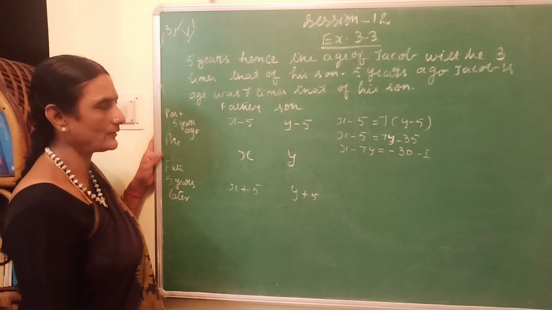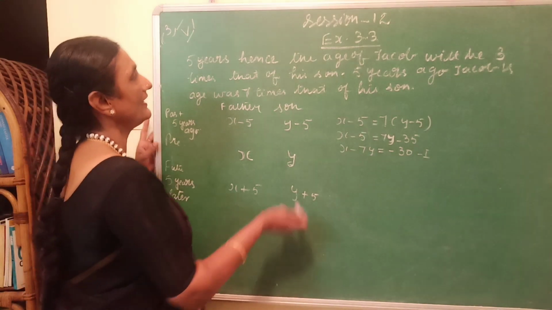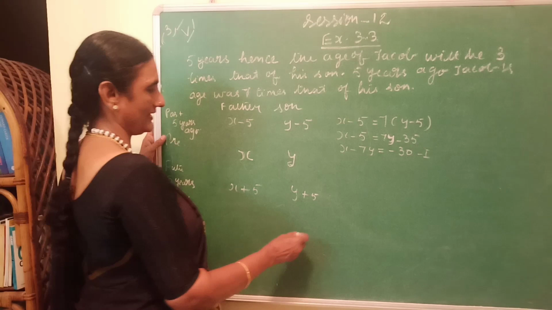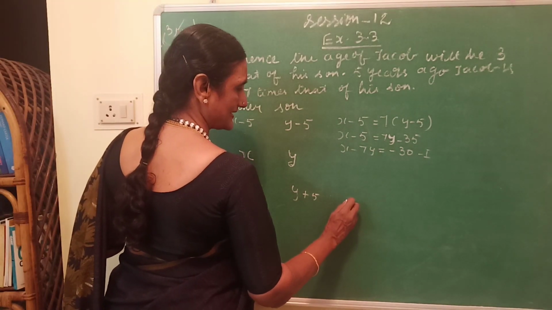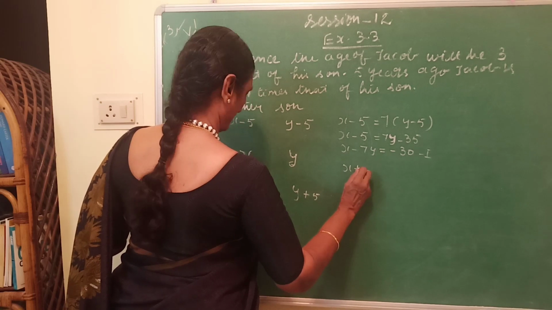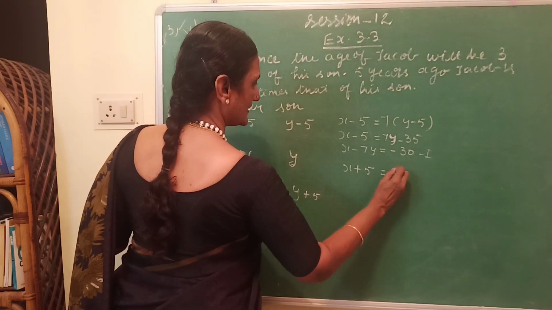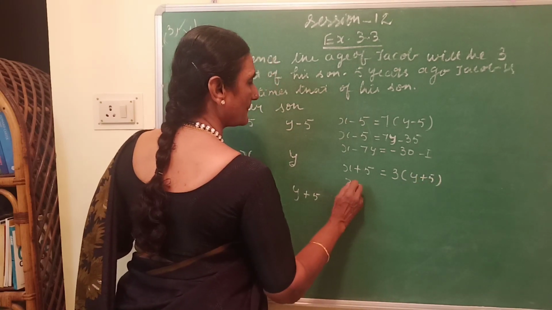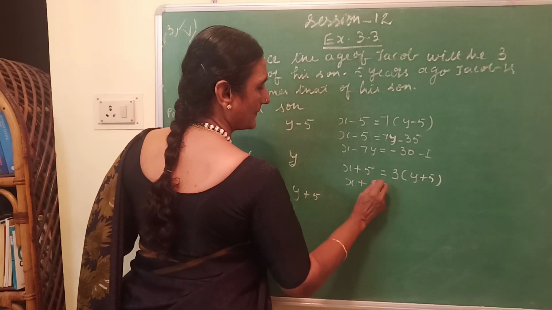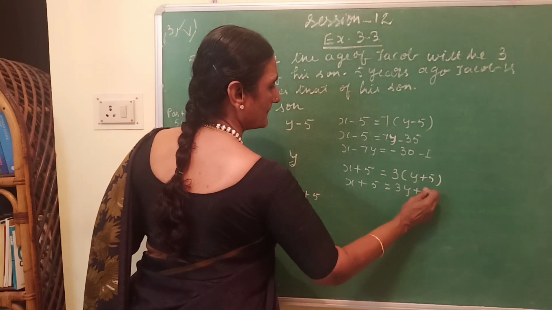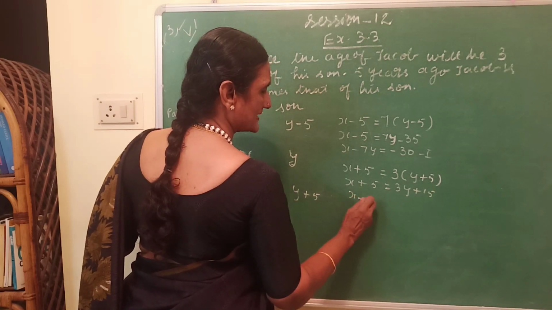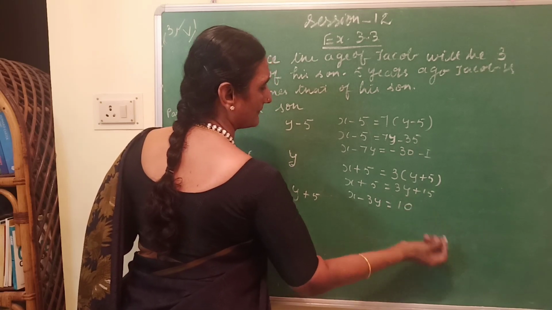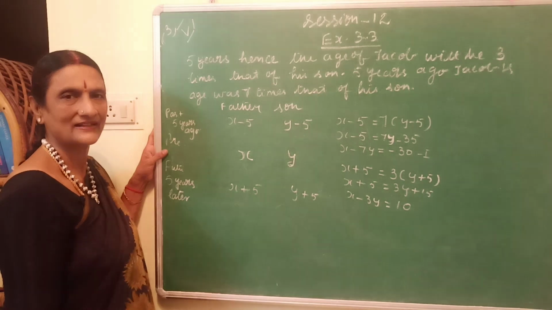We'll proceed to the second equation. What does the second equation say? 5 years hence, Jacob will be 3 times that of his son. So how do we write it? We will write this as X plus 5 is equal to 3 into Y plus 5. Now on simplification, we will get X plus 5 is equal to 3Y plus 15. 3Y comes to this side. So this 5 goes to the other side. The solution becomes 15 minus 5 becomes 10. Is that clear to you?